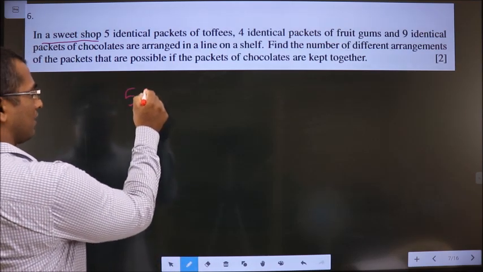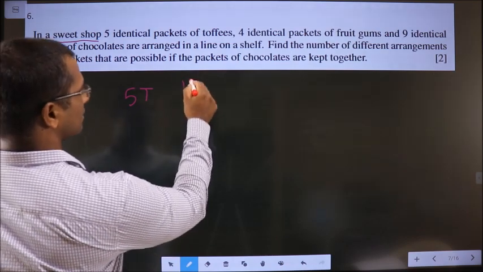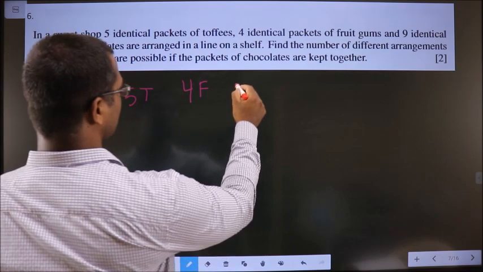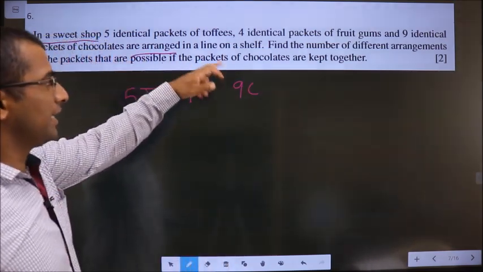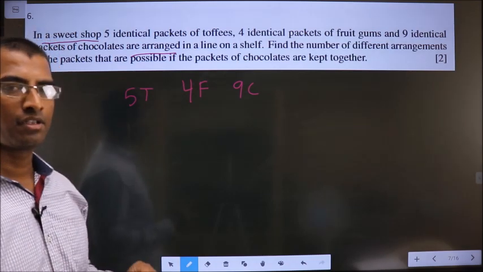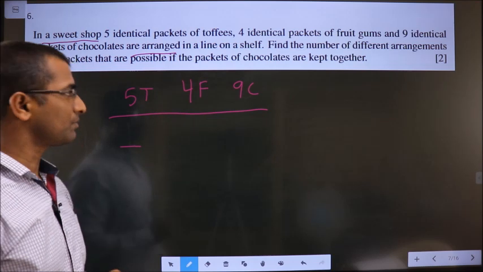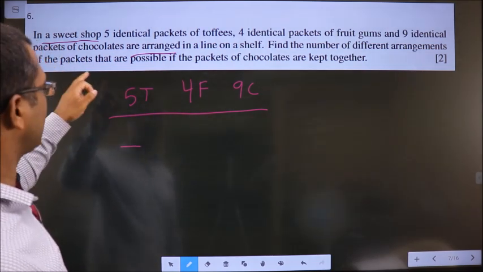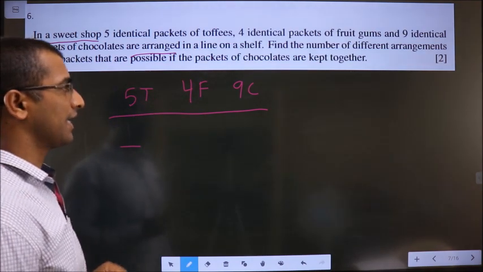Question 6. In a sweet shop, 5 identical packets of toffees, so 5 are toffee, identical, 4 identical packets of fruit gums and 9 identical packets of chocolate are arranged in a line on a shelf. You come across information, write it down. Find the number of different arrangements of the packets that are possible if the packets of chocolates are kept together.